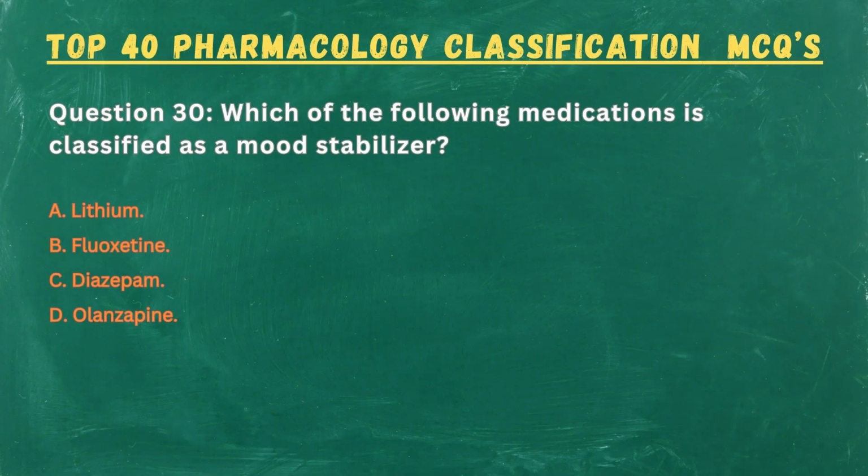Question 30. Which of the following medications is classified as a mood stabilizer? A. Lithium. B. Fluoxetine. C. Diazepam. D. Olanzapine. Answer: A. Lithium.